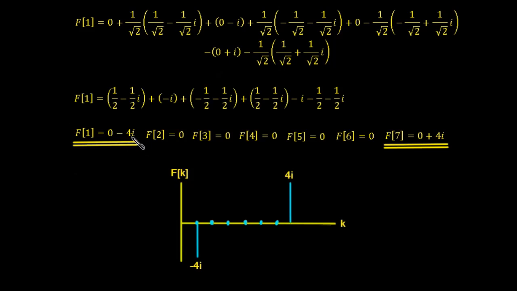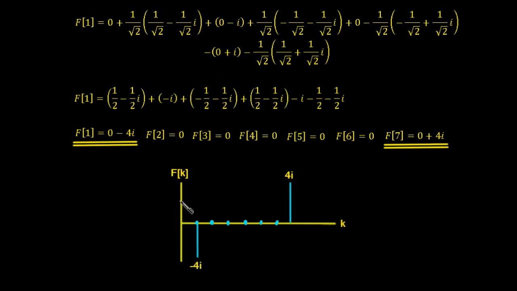Now we're not going to do that with the rest of them. If you want, you can always work through one or two yourself, but it turns out if you were to work through f2 you would get 0, f3 would get 0, f4 would get 0, f5 would be 0, f6 would be 0, and you would have a value at f7, and f7 would be 0 plus 4i.